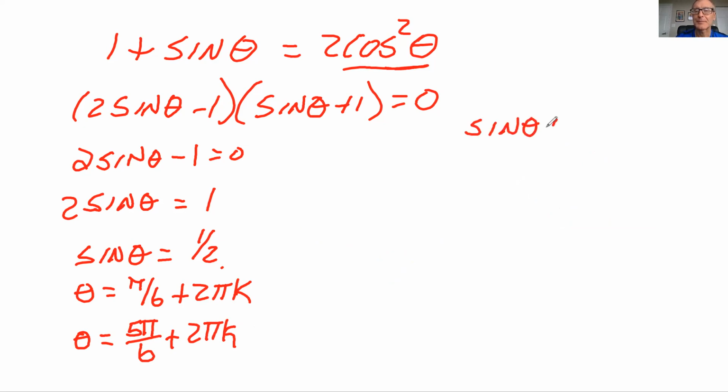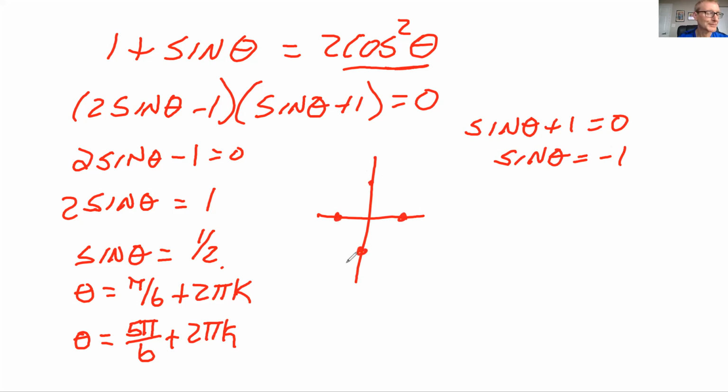Sine of theta plus 1 equals 0. Sine of theta equals minus 1. So if you think about that one, where is sine minus 1? Well, it's 0 plus 1, 0 minus 1. So that's 270 degrees or 3 pi over 2, right? And so that would be 3 pi over 2 plus 2 pi k.